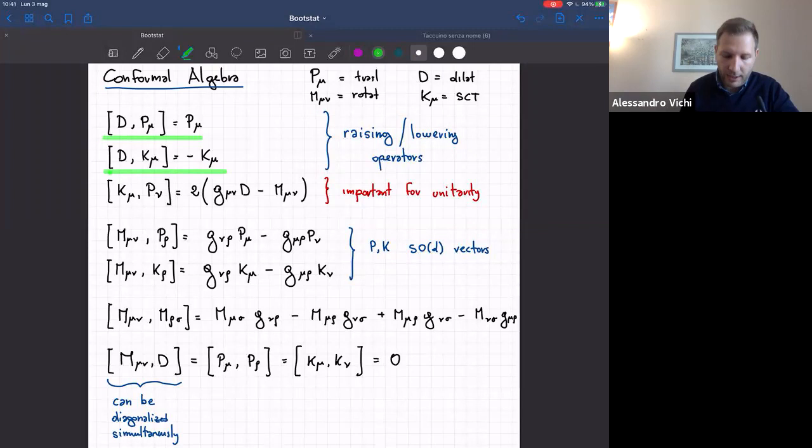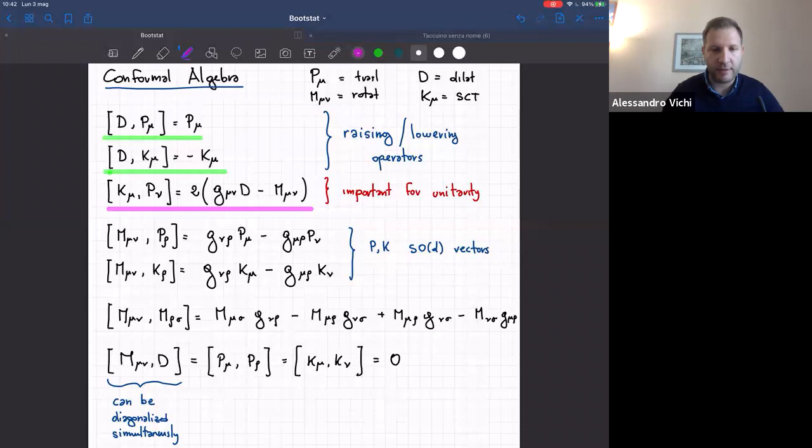Then, of course, these two objects do not commute with each other, and in particular, doing a translation and a special conformal transformation later, or vice versa, is equivalent to rescaling your system and rotating it a little bit. And this relation, this third line, will be important when we try to derive constraints coming from unitarity, because, as we will see in our definition of conjugation, P and K are conjugate to one another. And then, of course, there are standard commutation relations. For instance, the fourth and the fifth lines just state that P and K are indeed vectors of SO(d).